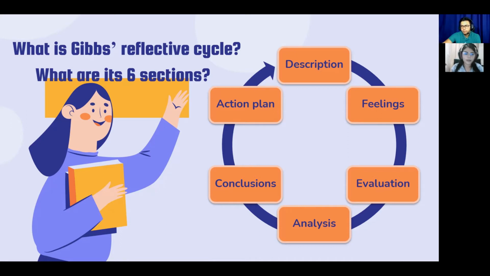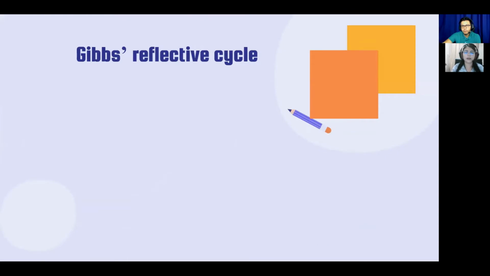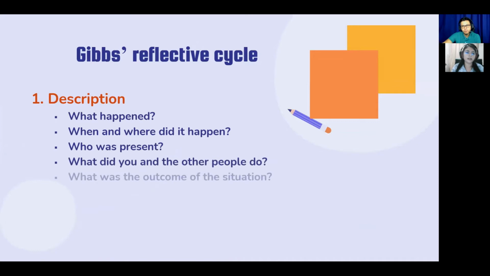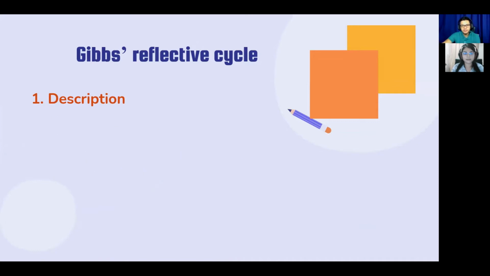We're gonna move to the next slide, in which we're gonna explain each section of the Gibbs reflective cycle. So the first one that we have is description. What do you think description is, Danny? I think that in this stage, the person that is using the tool has to describe what happened, like describe the event that they are reflecting on.